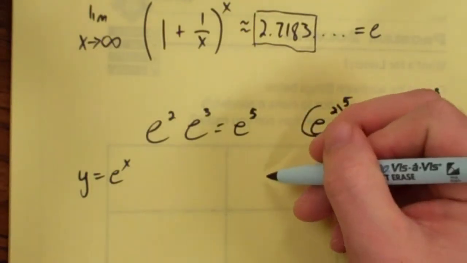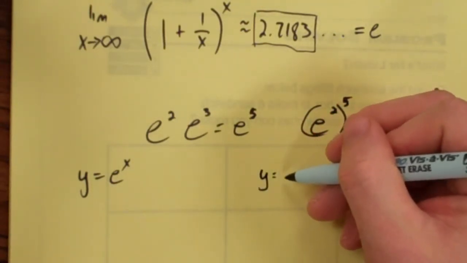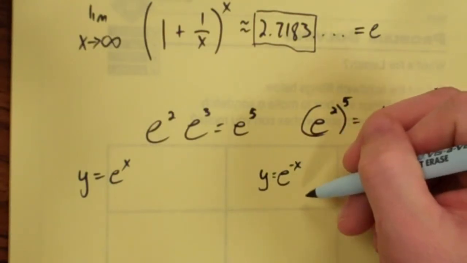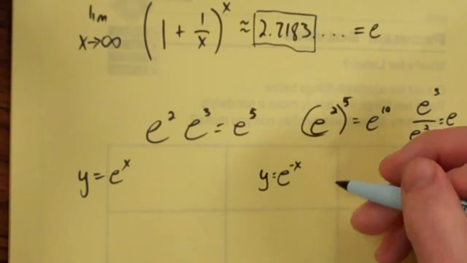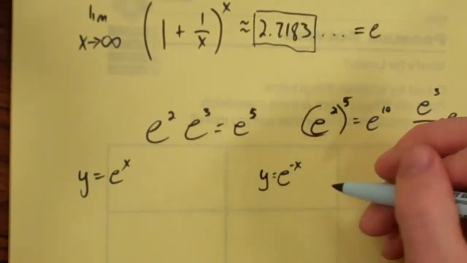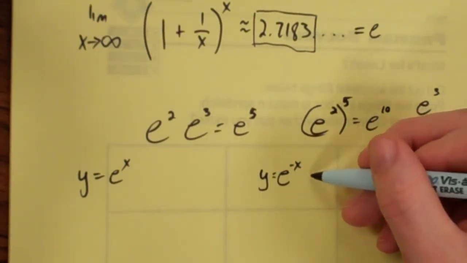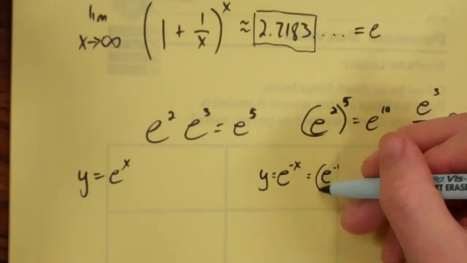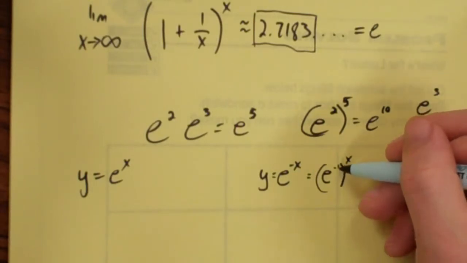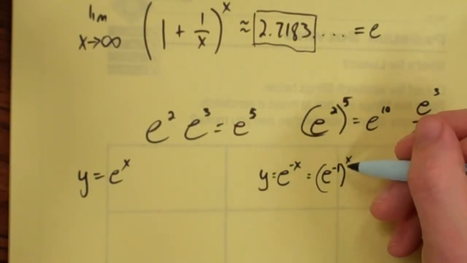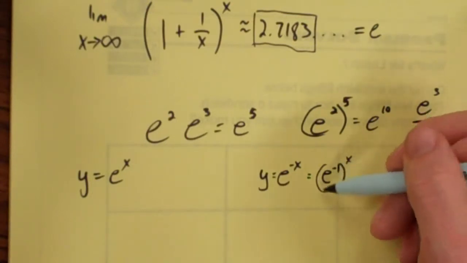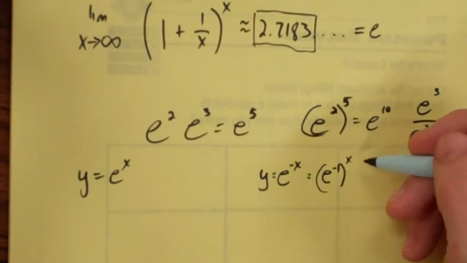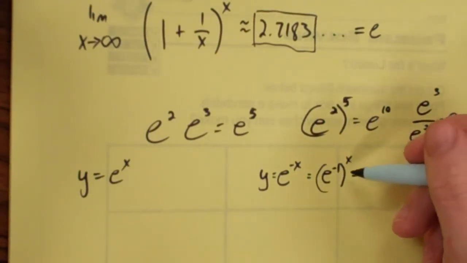Now the other way that you'll most often see e in an exponential function is y equals e to the negative x. So is this growth or decay? Well, let's look at it a different way. Let's say this is e to the negative 1, to the x. You should be able to see that this is the same, because I'm raising e to the negative 1 and raising that to the x, so I multiply these together and I get e to the negative x.